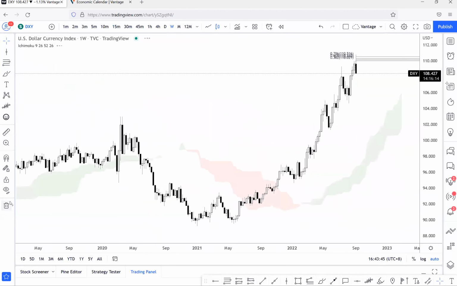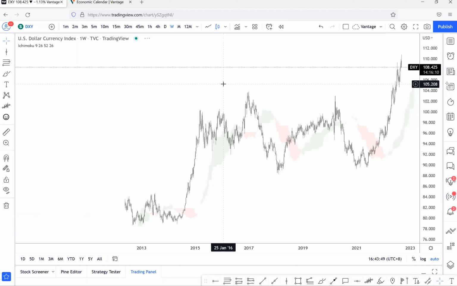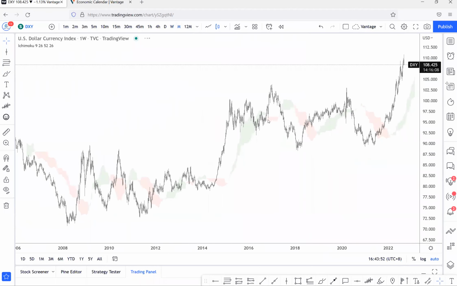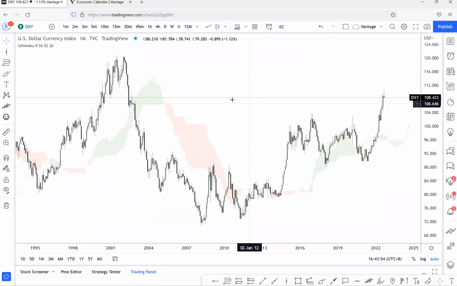So on the higher time frame, let me just remove all of these drawings. On the weekly time frame, you can see that we don't really have a resistance level over here. If I go to the monthly, you have this area over here. Again, support resistance levels.